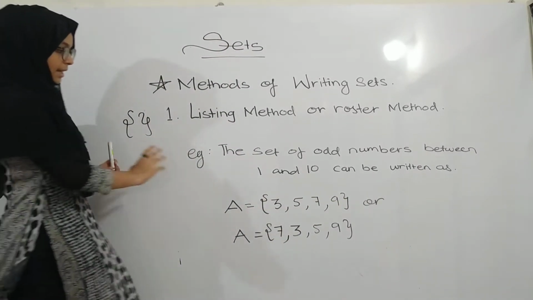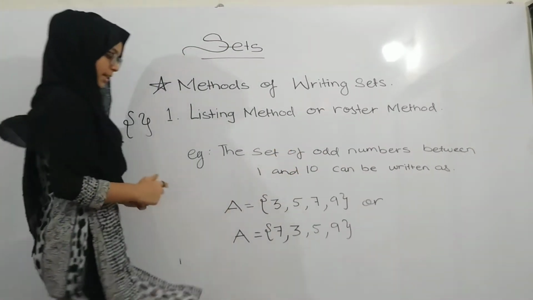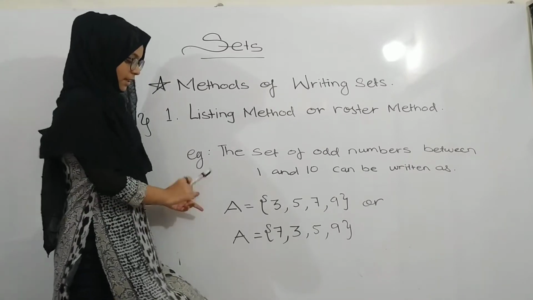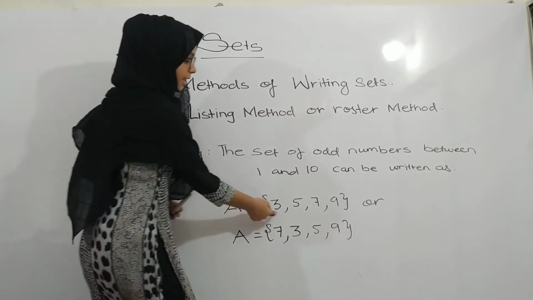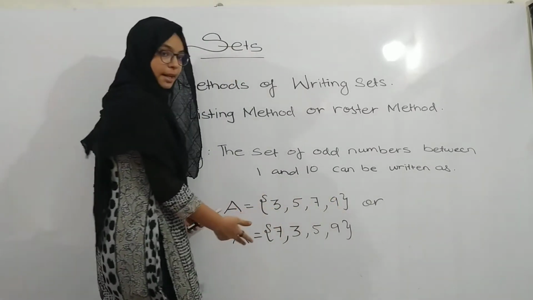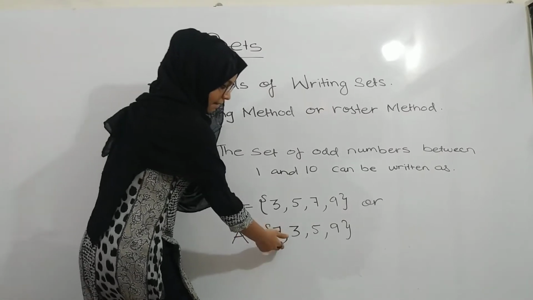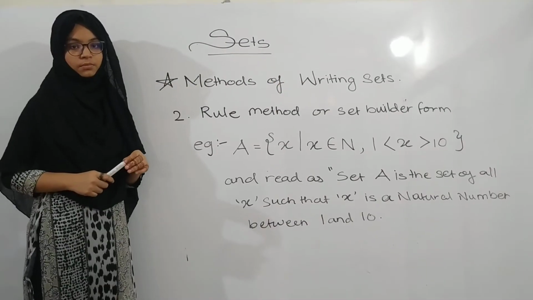For example, the set of odd numbers between 1 and 10 can be written as capital A. Whatever you want, you can give the name of the set, but you should take capital letters only. A = {3, 5, 7, 9}. These are the odd numbers between 1 and 10. Or you can also write {7, 3, 5, 9}. As it is written, that order is not important.